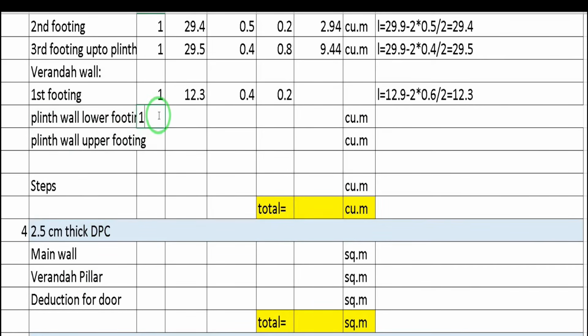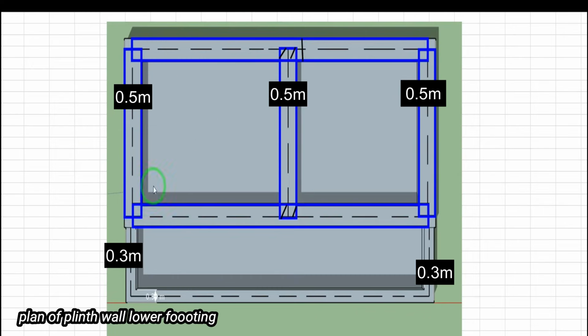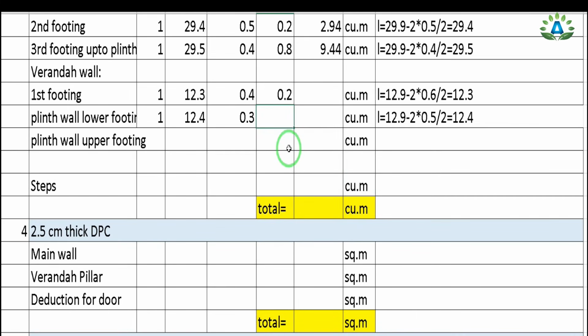So firstly, plinth wall lower footing. In this portion we have the main wall of 50 centimeter and this portion is 30 centimeter. So this is our top view, and this main wall has a width of 0.5 meter, whereas this veranda portion has a width of 0.3 meter. Here we can see that this portion and this portion overlap, and we need to reduce this small portion having the width of 0.5 meter by 2 from this side as well as from this side.